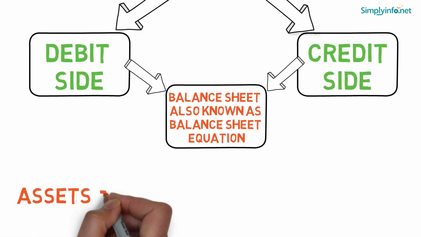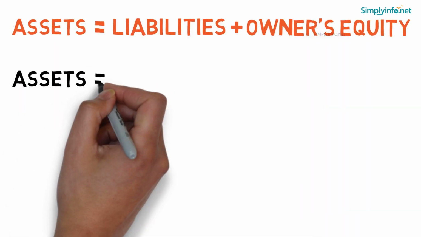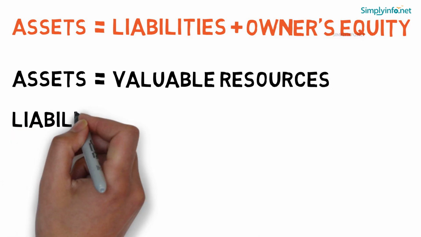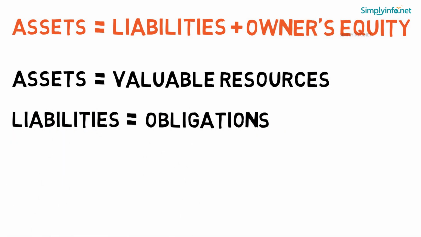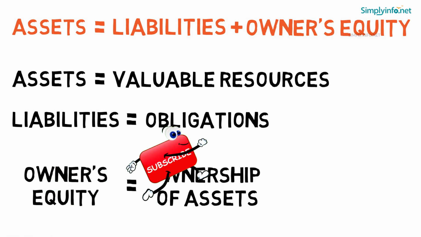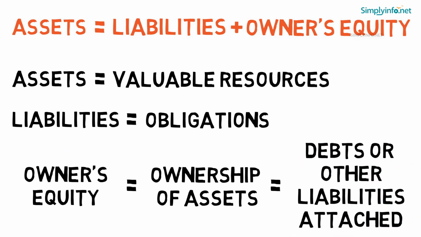Assets is equal to liabilities plus owner's equity. Assets are the valuable resources owned by the company. Liabilities are the obligations. Owner's equity is the ownership of assets that may have debts or other liabilities attached to them. The liabilities and the equity tell us how the assets are financed.